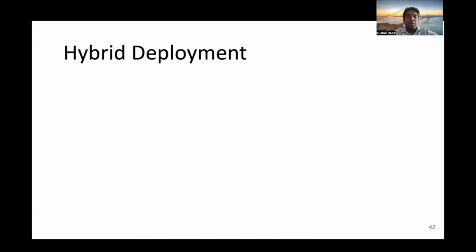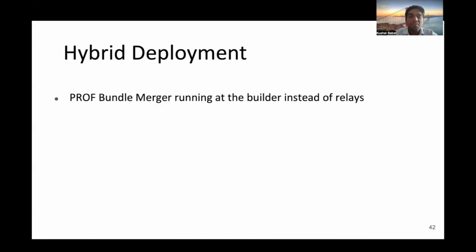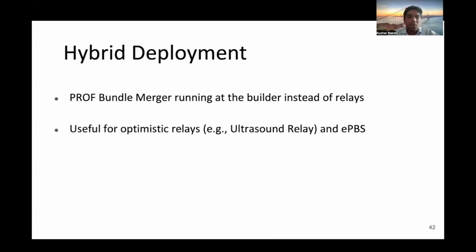Okay. Very last thing is the hybrid deployment of PROF. Some relays nowadays are optimistic, in the sense that they are not even simulating the transactions. They just trust the builder that the builder is supplying them with valid blocks. These relays would just pass on the bid directly to the validator without even validating the block. In that case, we don't have enough time to simulate the PROF transaction, merge the PROF transaction with the block, and calculate the updated state and so on. In that case, you can run the PROF bundle merger at the builder instead of the relay. So the builder can run the PROF bundle merger itself and can supply directly the PROF enriched block to an optimistic relay. And I can discuss more about ePBS, but if you enshrine PBS into the protocol, then again, PROF can work by just doing the enrichment at the builder rather than at the relay.